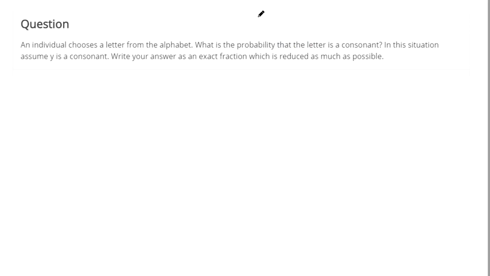An individual chooses a letter from the alphabet. What is the probability that the letter is a consonant? How many vowels are there? A, E, I, O, U, and we're supposed to say Y is a consonant. So there's 5 vowels. We're asked for the probability that the letter is a consonant.